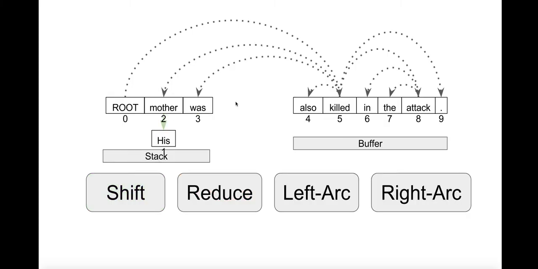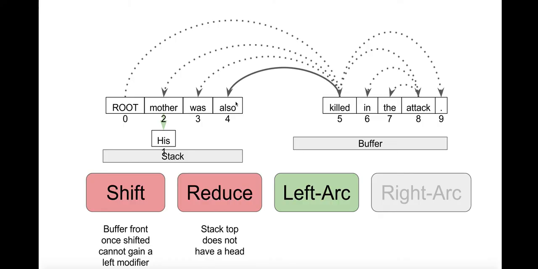Now, after we shift was to the top of the stack, we observe that the stack top does not have a head yet, and it's almost the previous case. So we yet again choose to shift. Now we see that the head of the stack and front of the buffer are linked by a left arc.